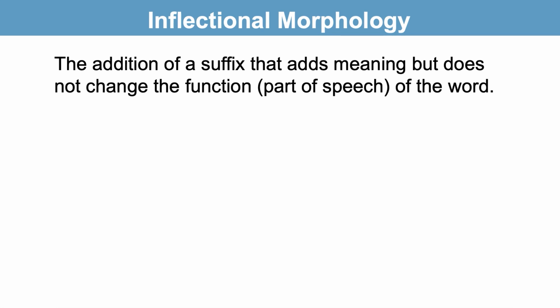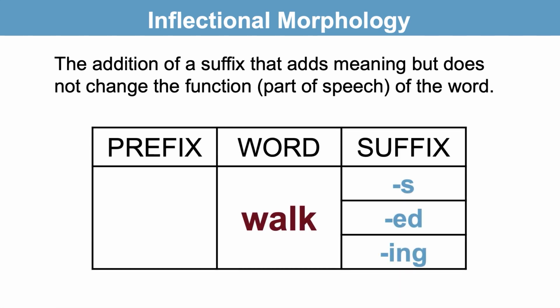Inflectional morphemes are the entry point for instruction with our emergent readers. When an inflectional suffix is added to a word, it changes the meaning, but it does not change the part of speech of the word. For example, adding an s onto the noun dog to say or spell the noun dogs, or adding a suffix like ed or ing onto the verb walk to say or spell the verb walked or walking. The part of speech remains unchanged.